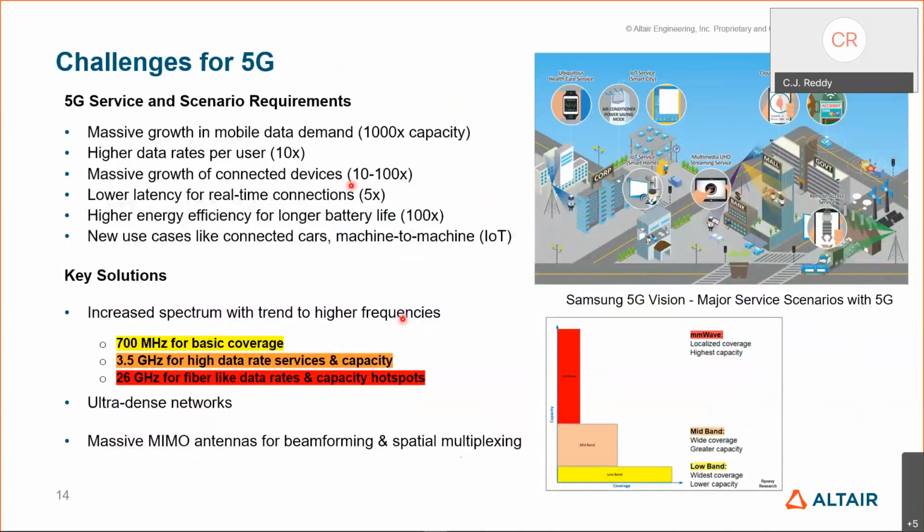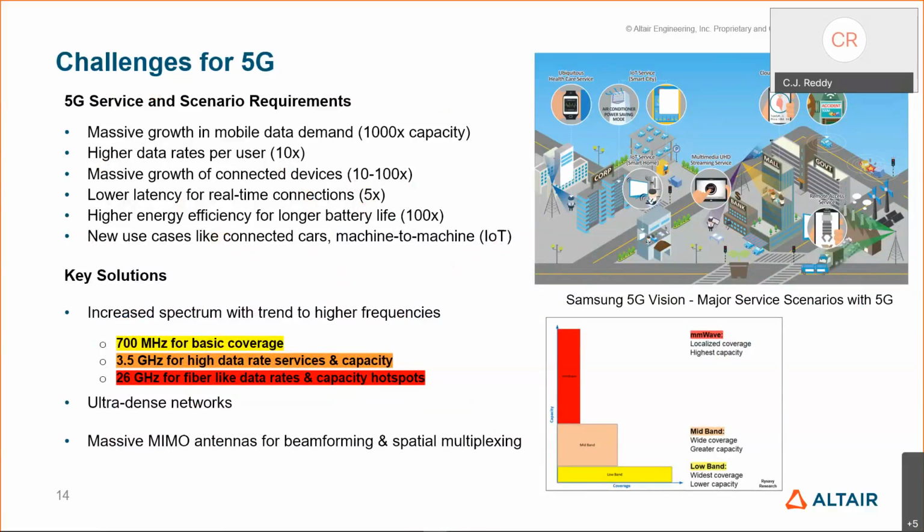So challenges for 5G. Of course, we all know the good things about 5G, that we want 10 times the data rate that we have, massive growth of the connected devices, latency for real-time connections, and high energy efficiency, longer battery life, and so on and so forth. Also connected cars, machine-to-machine communications.